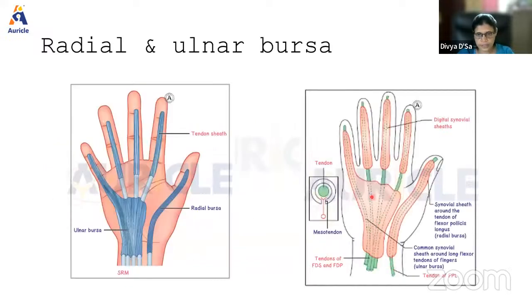Okay, you can see these tendons passing through that, right? So it extends about 5 centimeters proximal to the flexor retinaculum. Distally, it will extend in the palm up to the middle of the shafts of the metacarpal bones. So the distal end of this ulnar bursa is continuous with the digital synovial sheath.